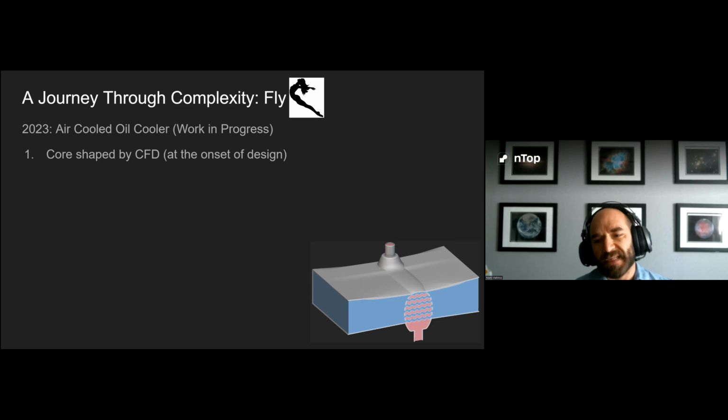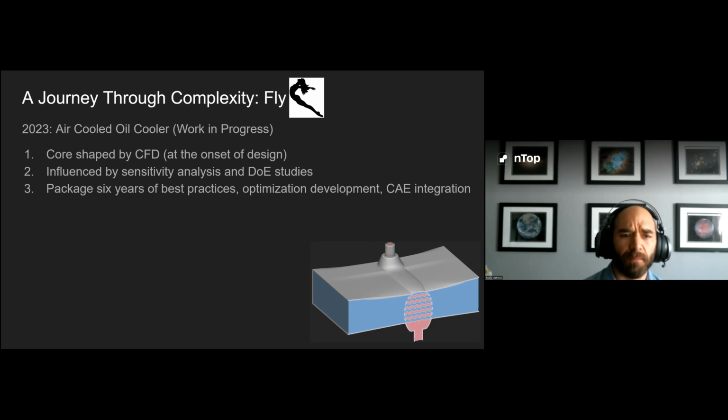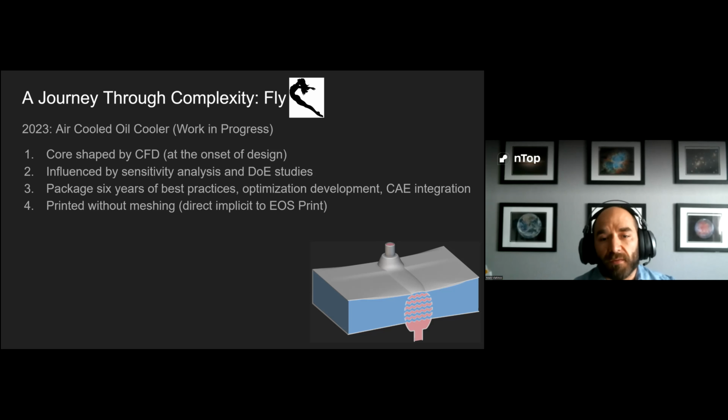Some of the design characteristics that are going to go into this main design: the core of the heat exchanger is going to be shaped by CFD at the onset of the design. So before we even conceptualize what the overall structure is going to look like, we'll design what the core is going to look like first. We're going to be influenced by sensitivity analyses and DOE studies. Basically, we're going to package 6 years of best practices, optimization development, and CAE integration. And as Erica mentioned, we're going to print this without meshing, so direct implicit to EOS print.